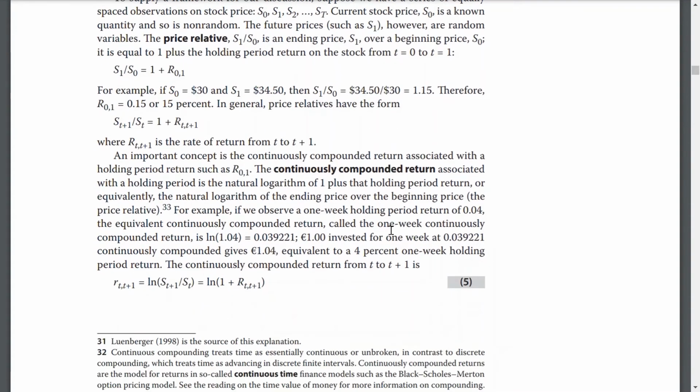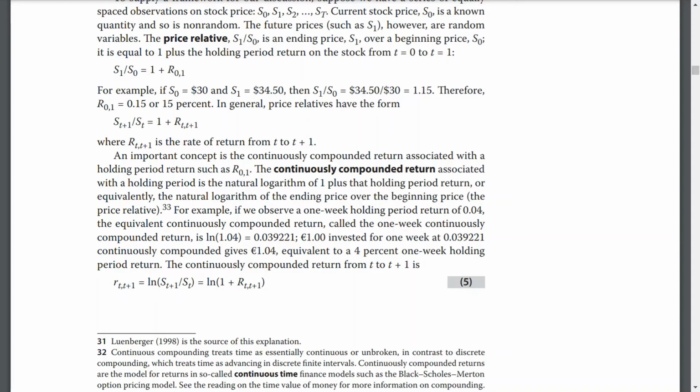An important concept is the continuously compounded return associated with a holding period return, such as R_0,1. It is the natural logarithm of 1 plus the holding period return, or equivalently, the natural logarithm of the ending price over the beginning price, the price relative. For example, if we observe a 1 week holding period return of 0.04, the equivalent continuously compounded return, called the 1 week continuously compounded return, is ln of 1.04, which is equal to this.